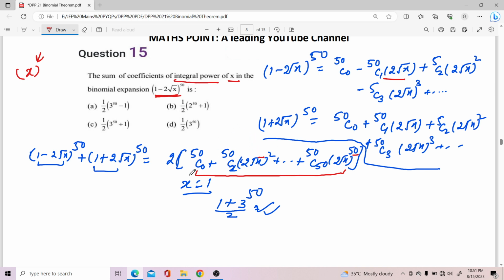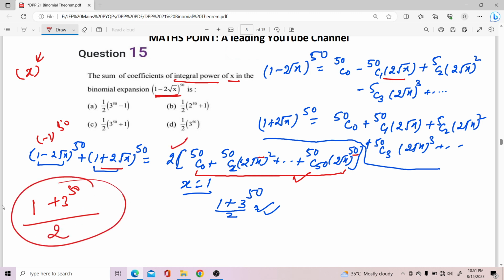You just place the value of x equal to 1, so you will get the coefficient sum on the RHS side, and what will you get on the LHS side? It will be minus 1 raised to 50, that is 1. It will be 1, and if you place x equal to 1 in this as well, you will get 3 raised to 50. और इधर पे क्या है, इधर पे 2 चल रहा है तो 2 से डिवाइड कर देंगे.